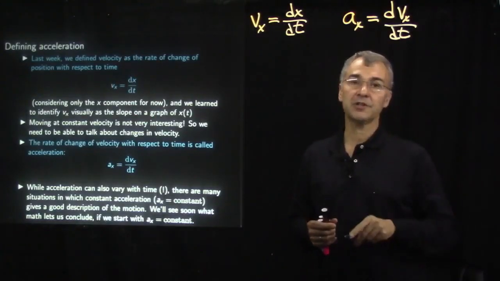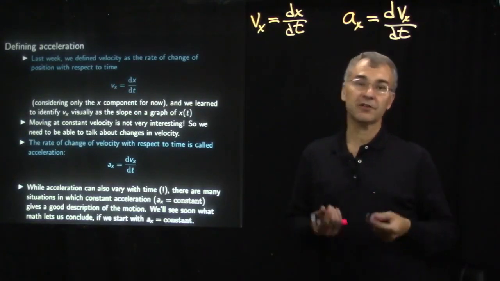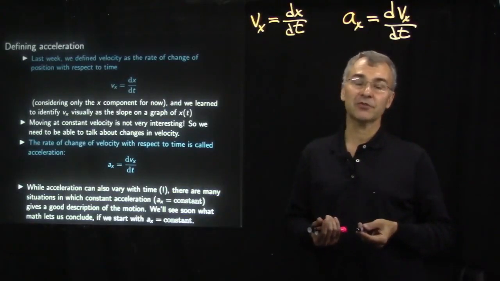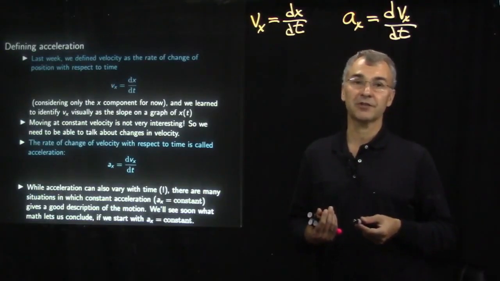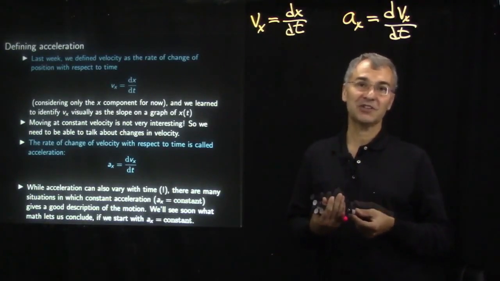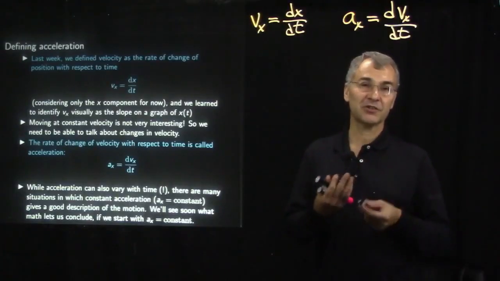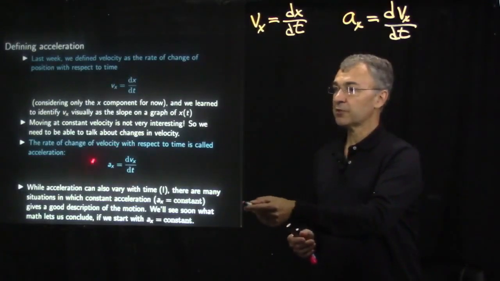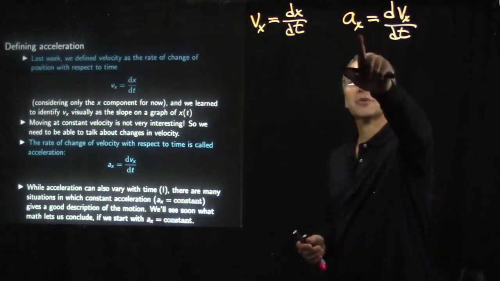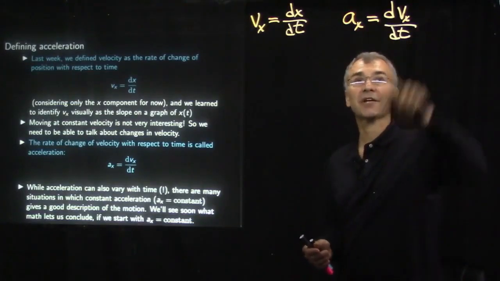Now, moving at constant velocity is not all that interesting, so we want to be able to talk about changes in velocity. And if the velocity of an object changes, then we say that object accelerates. Acceleration is the rate of change of an object's velocity. So again, the rate of change of velocity with respect to time is called acceleration, and the x component of acceleration is the time rate of change of the x component of velocity.